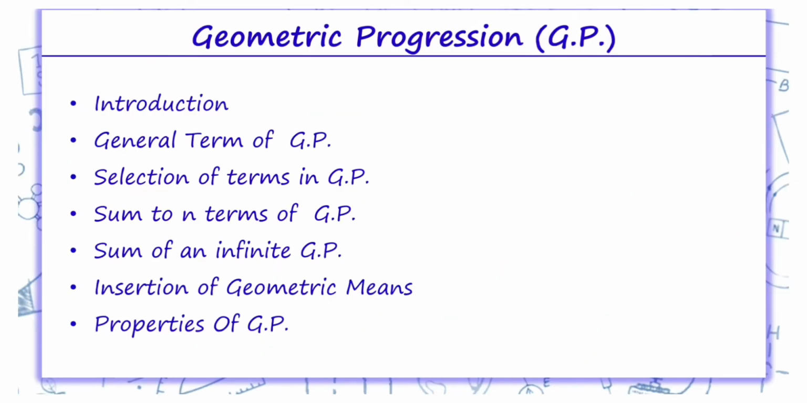See, in Part 1 we studied the introduction of Geometric Progression and the general term of a geometric progression. In Part 2 we are going to study how to select the terms in a given GP and how to calculate the sum of n terms of a geometric progression.